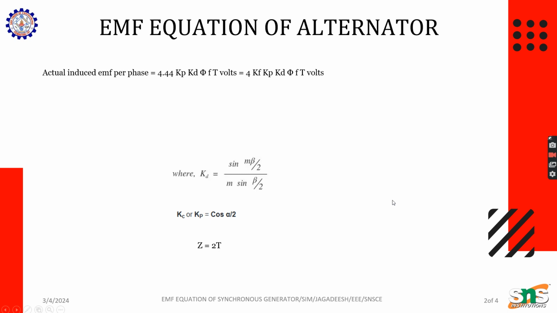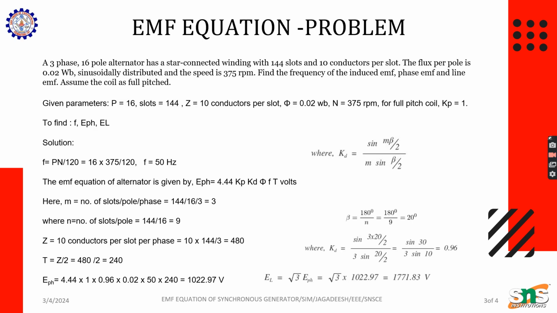To help us remember, the EMF equation of an alternator is 4.44 kp kd phi f T, where phi is flux, f is the frequency, T is the turns, and kp and kd are the winding factors. The kd can be calculated using the formula sin(mβ/2) / (m sin(β/2)). The coil span factor kp can be determined by calculating cos(α/2). And to be considered, Z is equal to 2T. All right, let us consider a problem on the EMF equation.